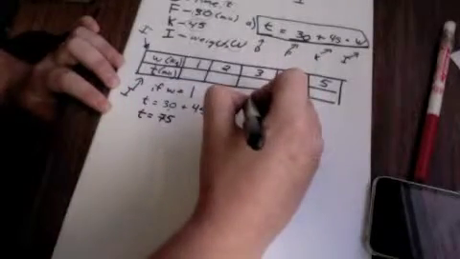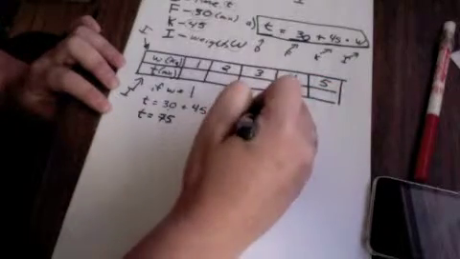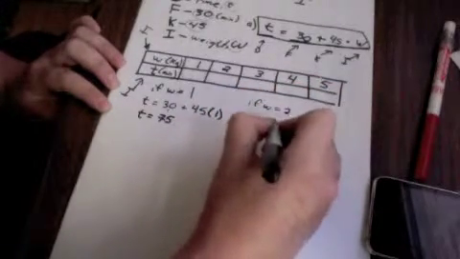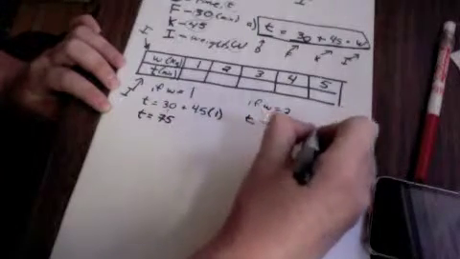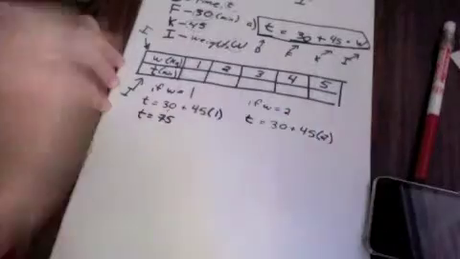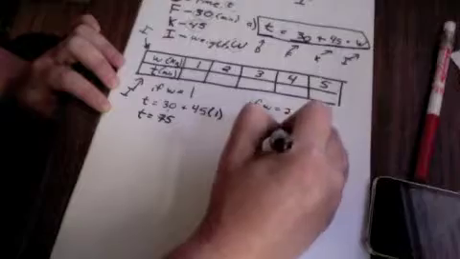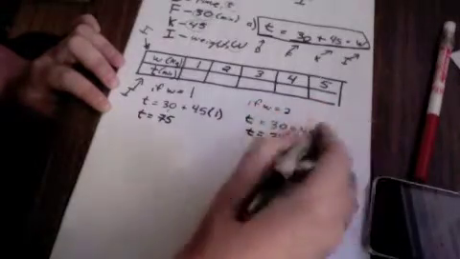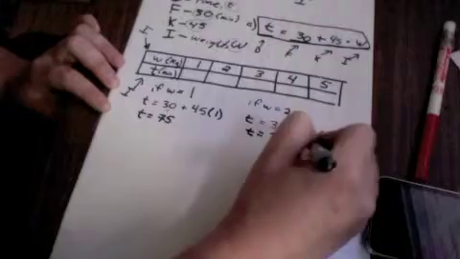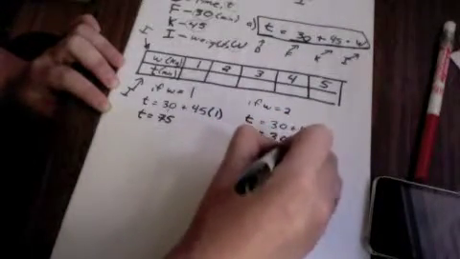Let's do it with W equals 2. We have T equals 30 plus 45, and this time the W equals 2, so we're going to substitute 2. And again, everything is based off of here. I'm just copying this equation exactly, substituting for the W. So then T equals 30 plus 45 times 2 is 90. 30 plus 90 is 120.